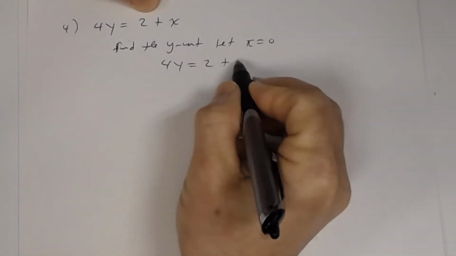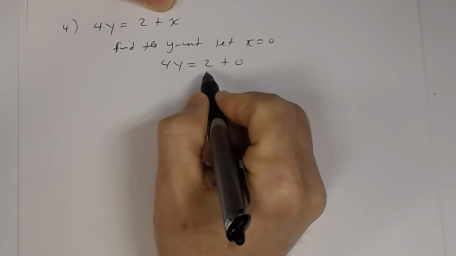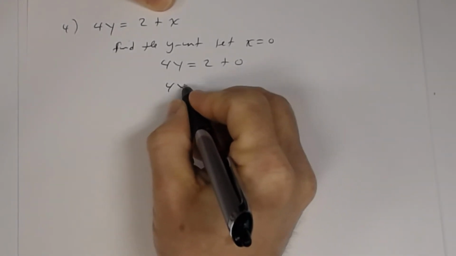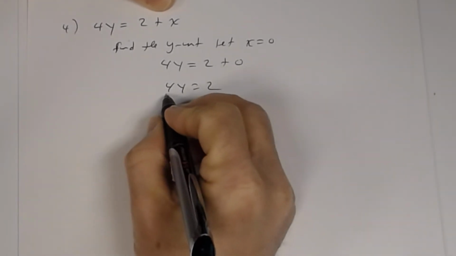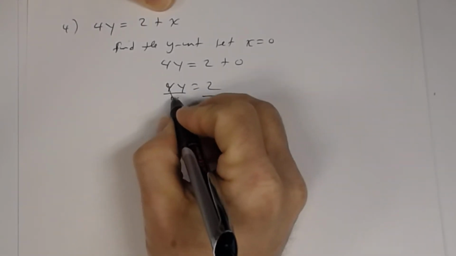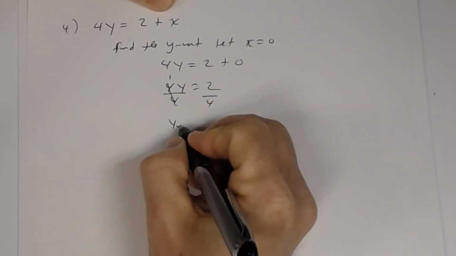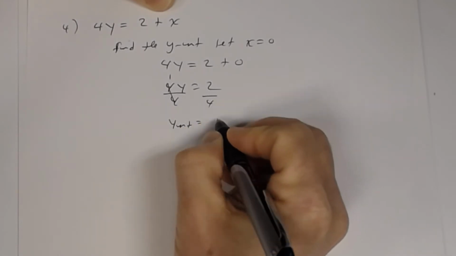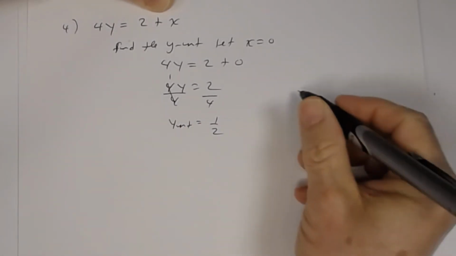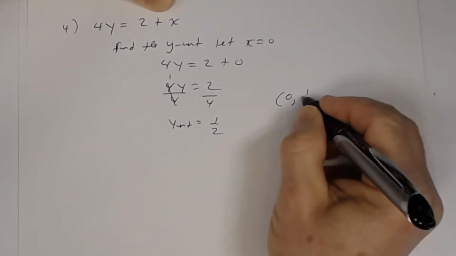If x is 0, I get 4y equal 2 plus 0, because x is 0. Well, 2 plus 0 is 2, so I get 4y equal 2. Divide both sides by 4. 4 divided by 4 is 1, so I get my y-intercept to be reduced. This is 1/2. As an ordered pair, you're going to say 0, 1/2.